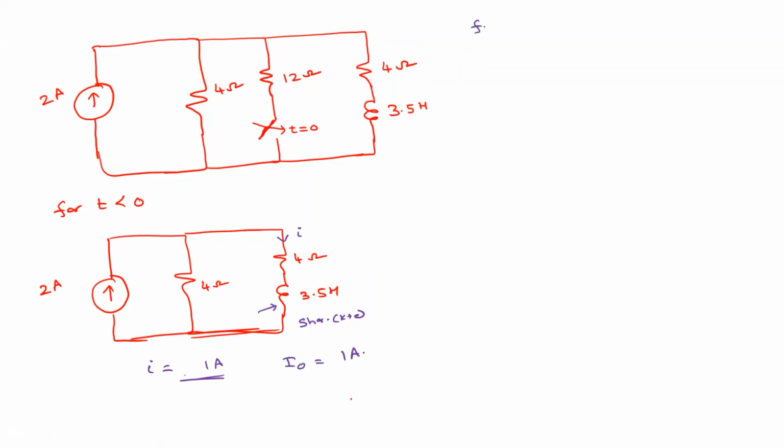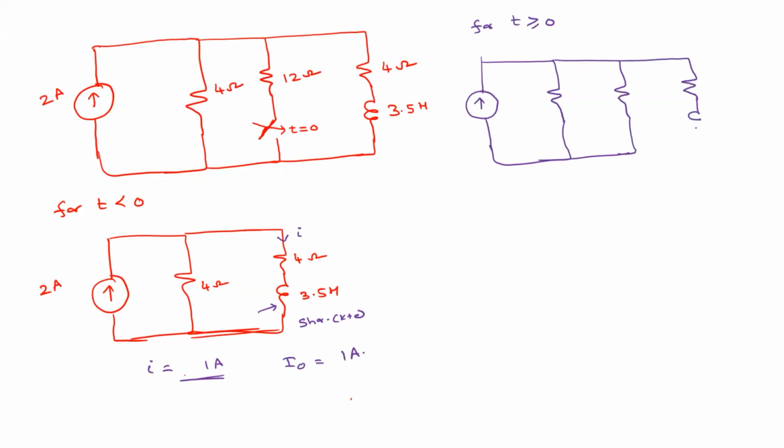So next, draw the circuit for t greater than or equal to 0. How will the circuit be? Now this resistor comes into the picture. Again, this is 3.5 Henry. This is 4 ohm. This is 12 ohm. And this is 4 ohm. And this is 2 amperes. So what is I infinite here? The inductor is a short circuit again. So how to calculate I infinite?